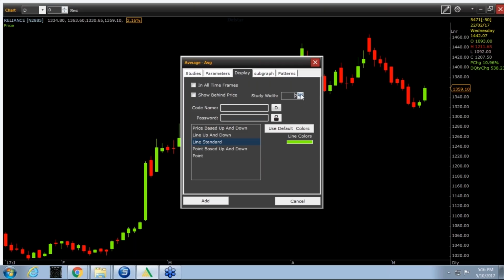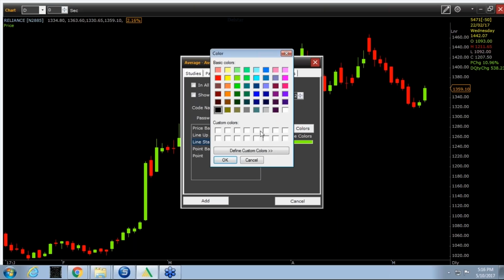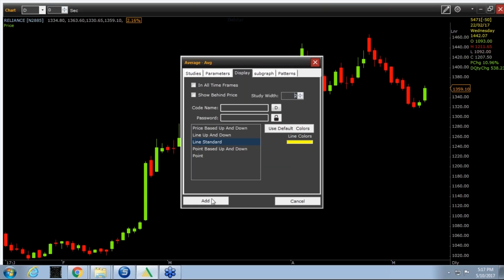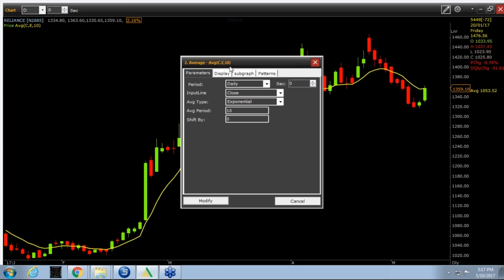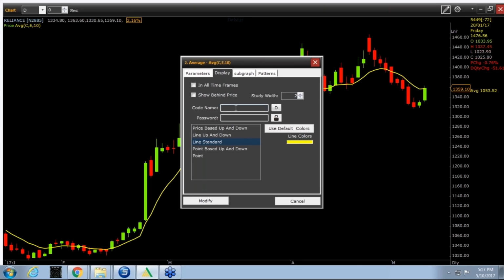Then you can see that there are separate tabs. You have a studies tab, you have a parameters tab, you have a display tab. So in the display tab, you see that there is something called the study width. So you can increase the width so that the moving average is more clear to you, and you can change the colors also. You can click on the color, so you can change the color. So we'll just make it, say for example, yellow, and then we do an add. So now you can see that this is a daily chart where we have plotted a daily exponential moving average.